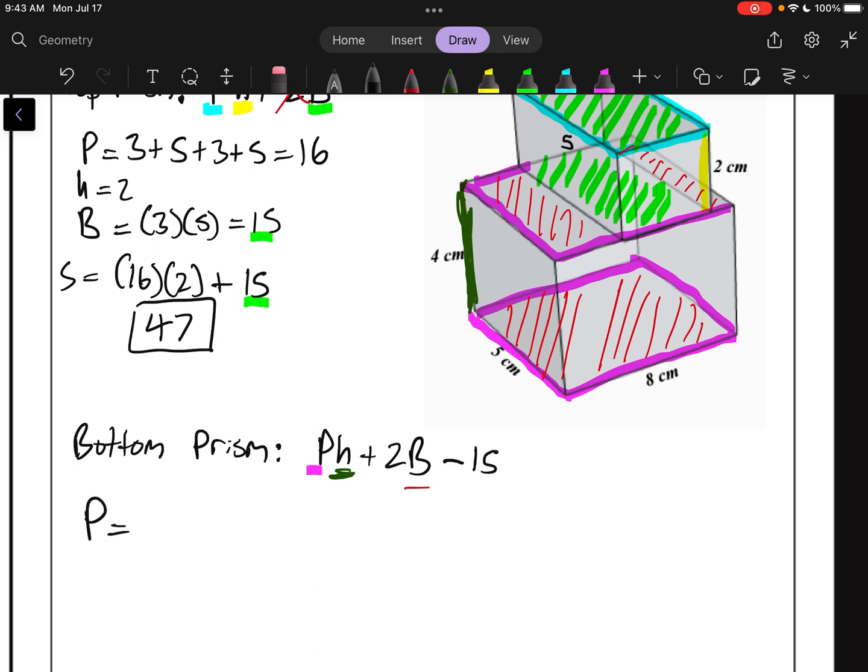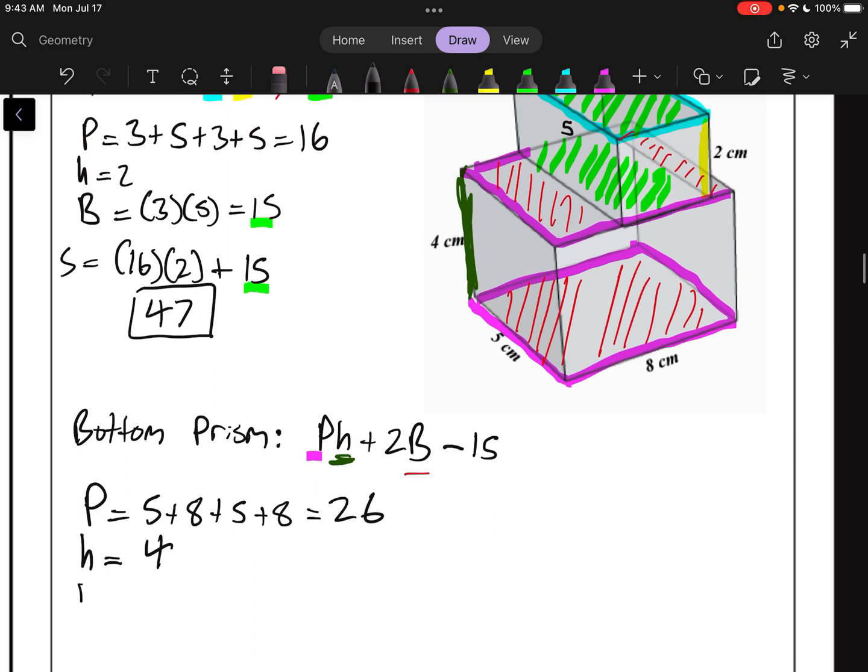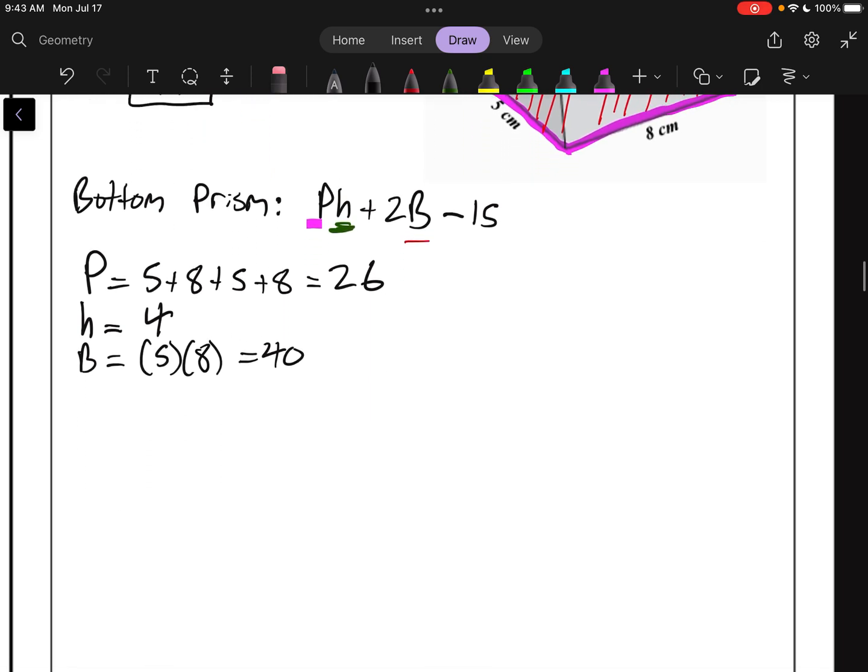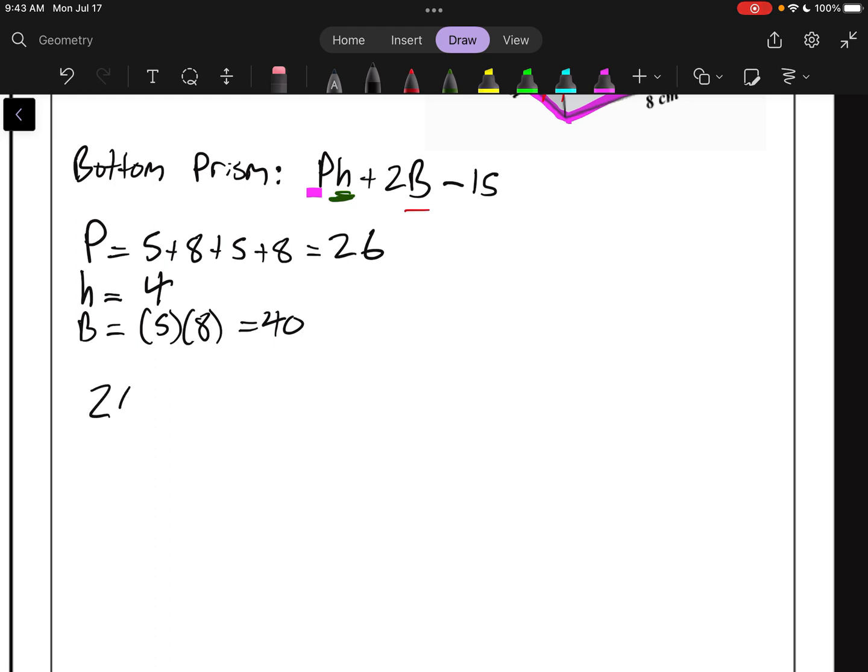So perimeter of the base for the bottom one here would be 5 plus 8 plus 5 plus 8. That's 26. The height of the bottom one is 4. And then the area of the base for the bottom one is 5 times 8, which is 40. So what do I need to do here? Let me say S equals 26 times 4 plus 2 times 40 minus 15.